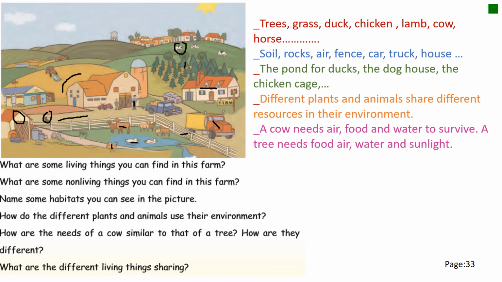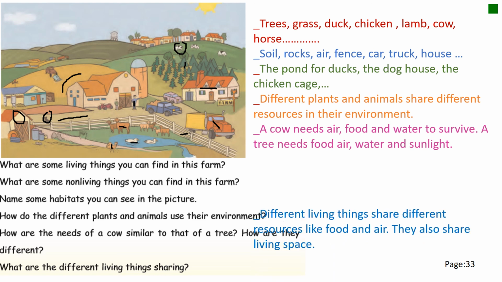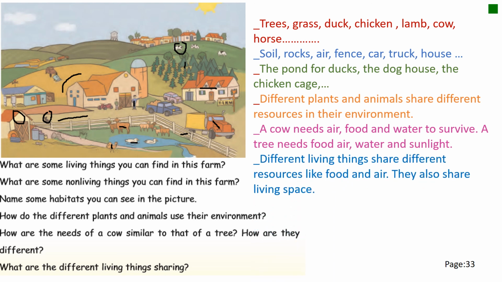Now, what are the different living things sharing? Do you know this answer? Different living things share different resources. Like what? Like the food, like the air, and also they share the same living space. Where do they live? They share it together. So different living things share different resources like food and air. They also share living space.